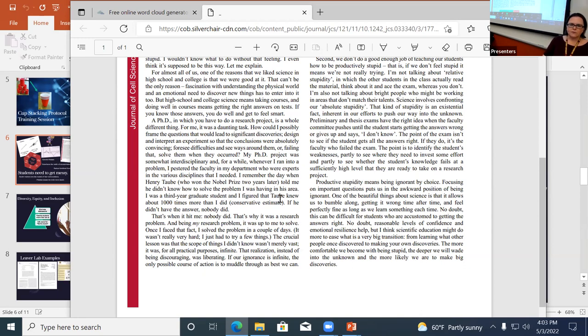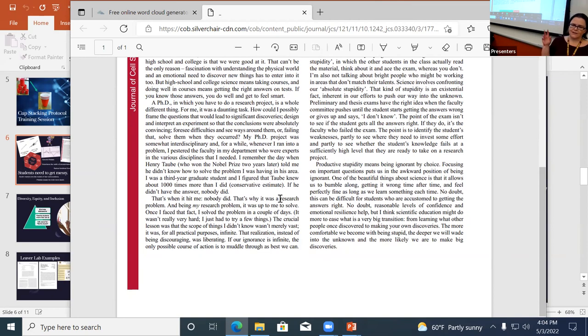My PhD project was somewhat interdisciplinary, and for a while, whenever I ran into a problem, I pestered the faculty in my department who were experts in the various disciplines that I needed. I remember the day when Henry Taub, who won the Nobel Prize 2 years later, told me that he didn't know how to solve the problem I was having in his area. I was a third-year graduate student, and I figured that Taub knew about 1,000 times more than I did, conservative estimate.